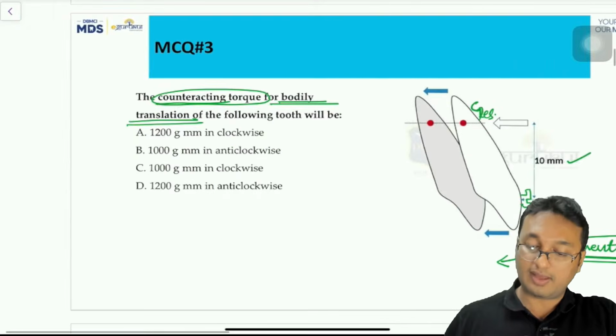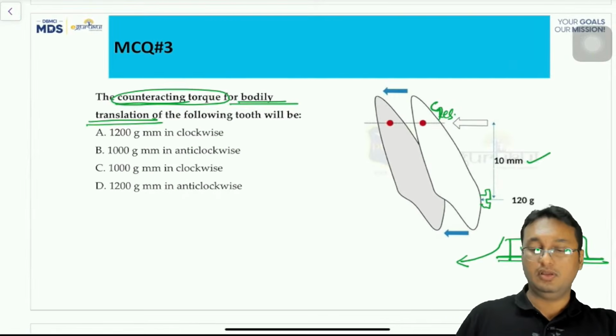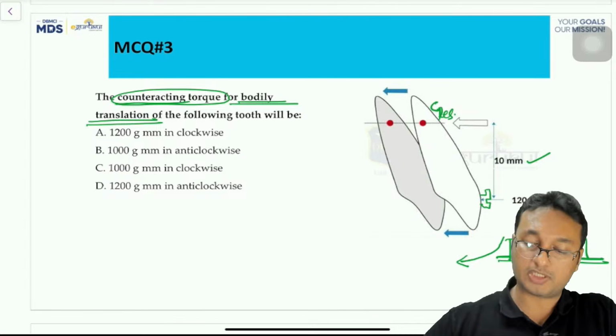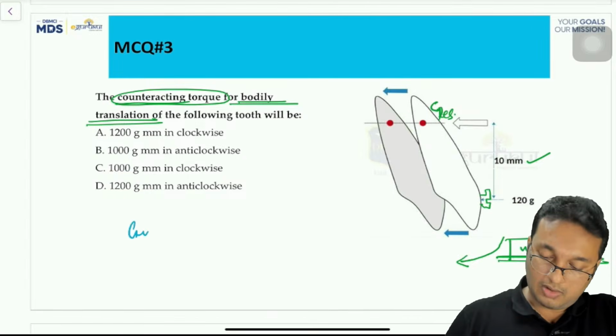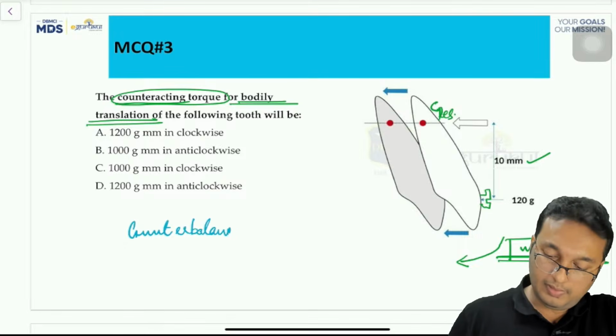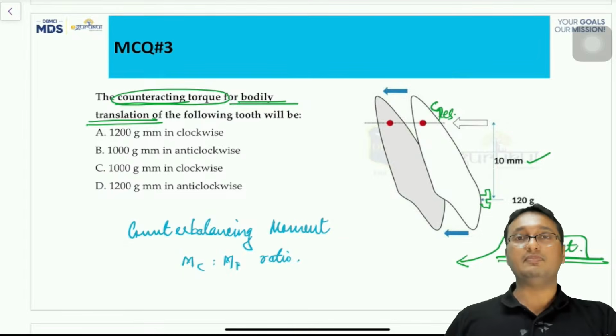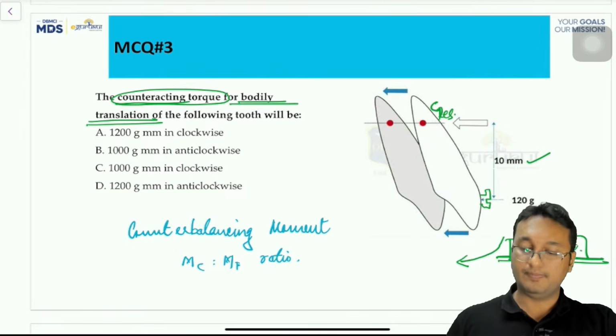Now the question is asking for the counteracting torque. That's where the principle of counterbalancing moment comes into the picture. Counterbalancing moment. You can also say MC to MF ratio. It's one and the same thing. Both can be used interchangeably.